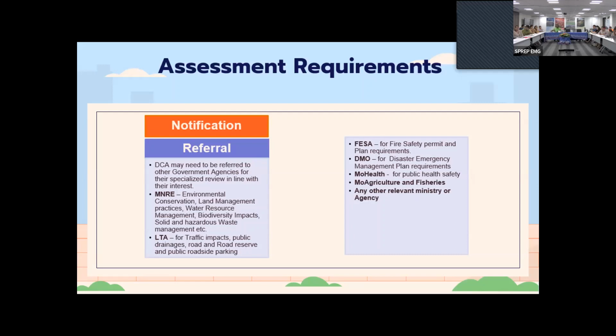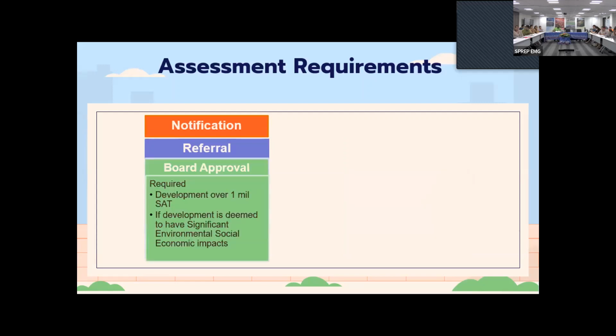The third special requirement that you might need is a board approval. This is required for all developments with a capital value over $1 million. As soon as it's over $1 million, it's a board approval case, so it must go to the board for approval. Or if it doesn't reach $1 million, but we deem it to have significant environmental, social, or economic impacts, it will also be elevated to the board for their decision.